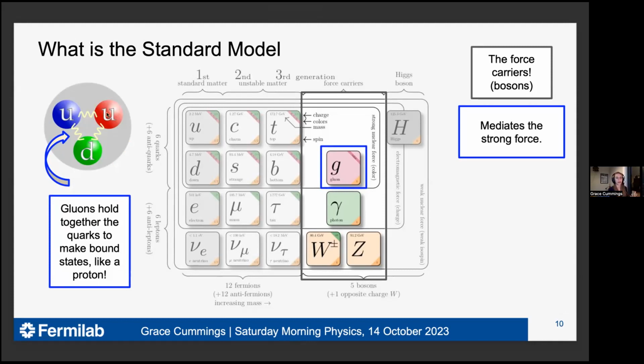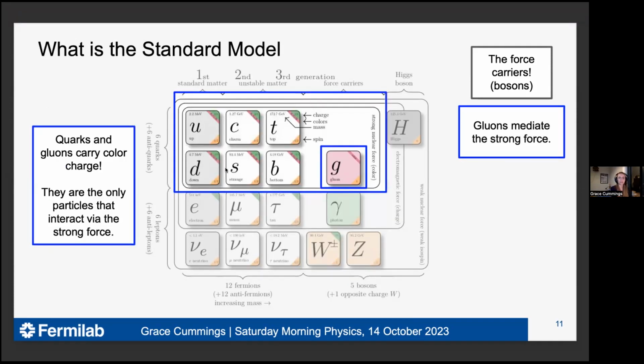So here I actually have a very naive drawing of a proton. Here you have your up and your down quark, and then they're exchanging gluons, which actually hold them together. Gluons interact with anything that carries color charge. So that's all of the quarks. That's this region of this diagram up here. Quarks and gluons carry color charge, and they're the only particles that interact via the strong force.